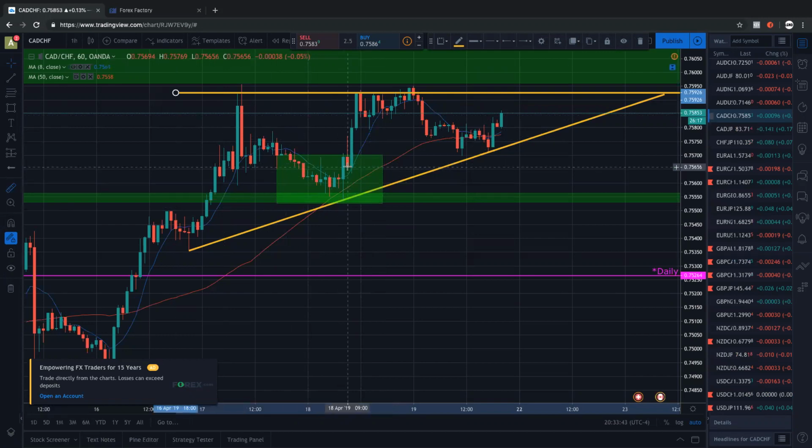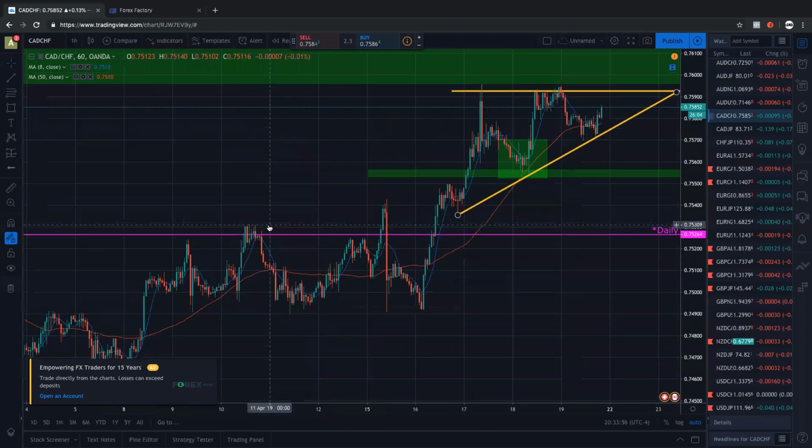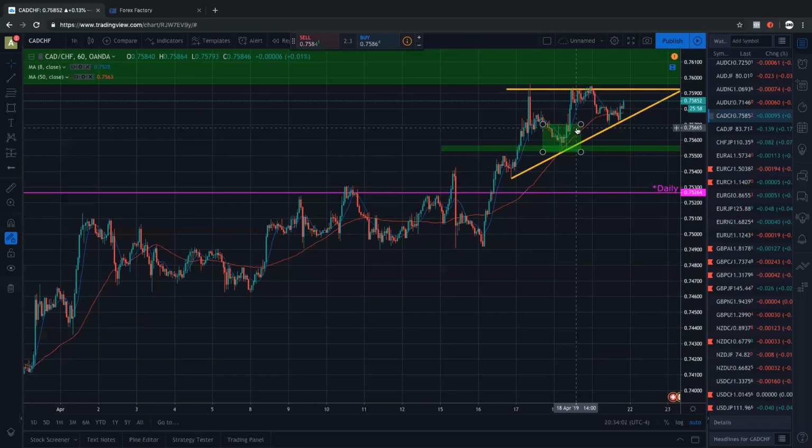So we want to find some type of entrance in here to catch the pip move up, right? Because we're in an uptrend. So we should be buy bias, looking for simply buys, no sells, only buys because the market is uptrending. You don't want to trade against the direction of the market. All of this is uptrend, okay?